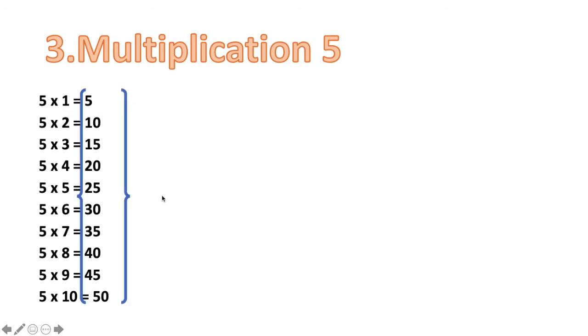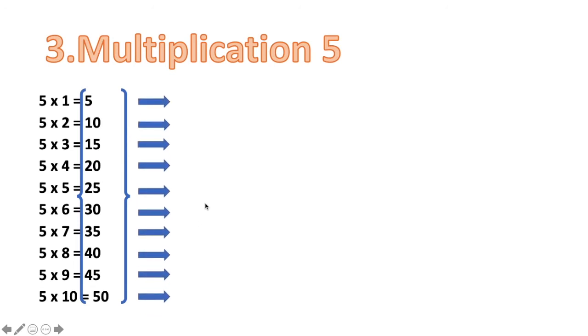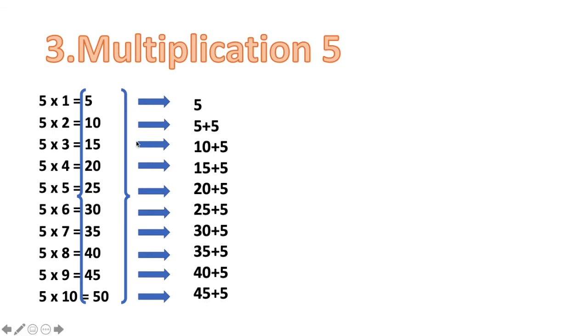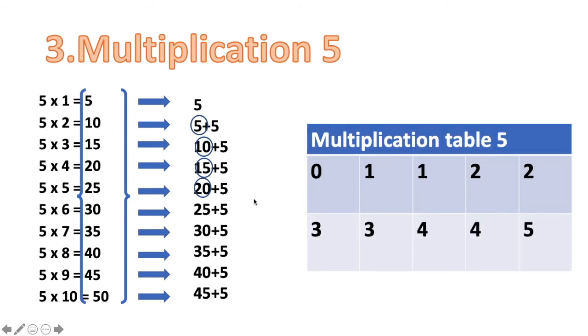Okay, taking these numbers. Arrows flew into action. That's really cool. Yay. So the first number we're beginning with is 5, because we all know this is the 5 times table. Taking the 5, putting it down here. So 5 plus 5 equals 10. Taking 10, putting it down here. 10 plus 5 equals 15. 15 plus 5 equals 20. 20 plus 5 equals 25. And so on.